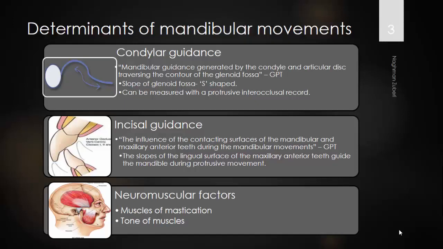Then comes incisal guidance. The influence of the contacting surfaces of the mandibular and maxillary anterior teeth during mandibular movements, that is the definition of incisal guidance as given by the glossary of prosthodontic terms. The slopes of the lingual surfaces of maxillary anterior teeth guide the mandible during protrusive movement. Then comes neuromuscular factors: the muscles of mastication and the tone of these muscles.